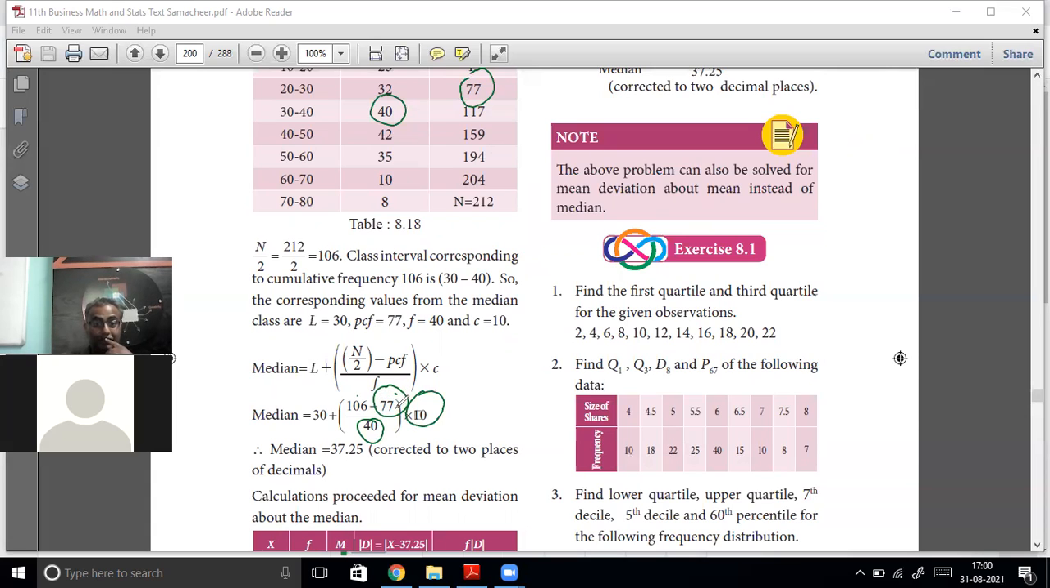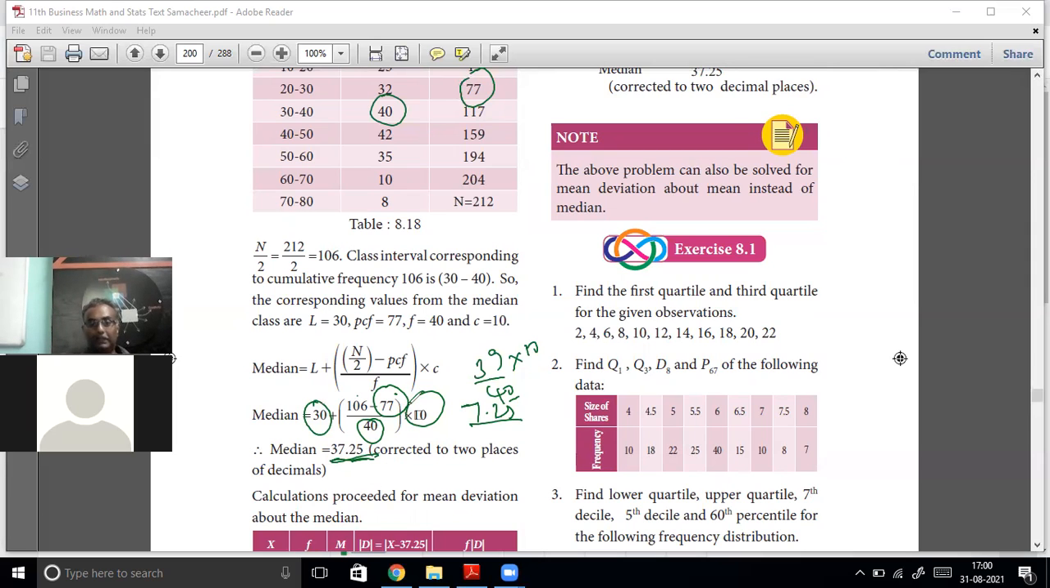106 minus 77 is how much? 29. So 29 by 40 into 10. So 290 by 40 it will come, which is equal to 7.25. So 30 plus 7.25 is 37.25. That is the median.